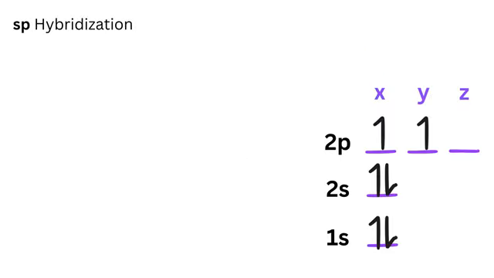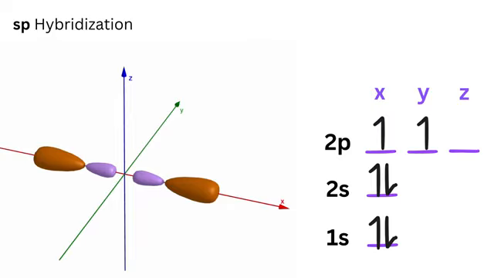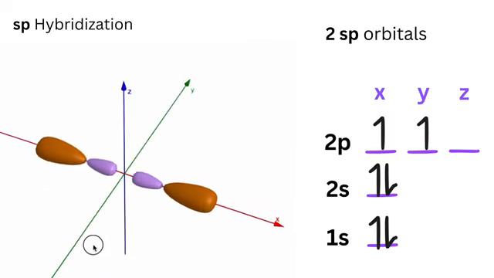Okay, now let us first understand sp hybridization. When we say an atom has sp hybrid orbitals, we mean one s orbital and one subshell of the p orbital, which can be one of the px, py, or pz, that have been mixed together. This mixing produces 2 new identical hybrid orbitals, and we call them the 2 sp orbitals.